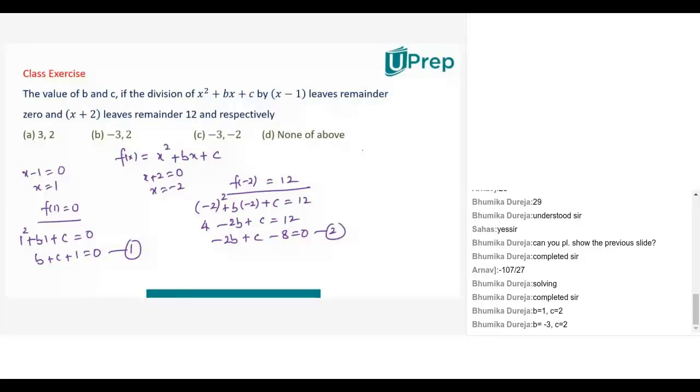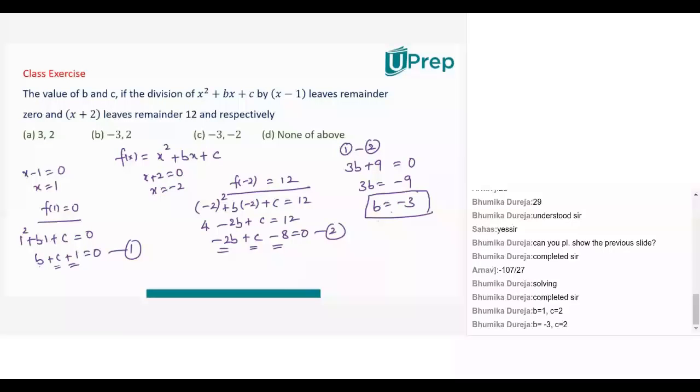One thing I can observe is both the equations have plus c. It's easy to eliminate the c term. So I'll subtract the second equation from the first equation. B minus of minus 2b, that is plus 2b, 3b, plus c minus c cancels out. 1 minus of minus 8, plus 9 equal to 0. So I got 3b equal to minus 9, or b is minus 3.